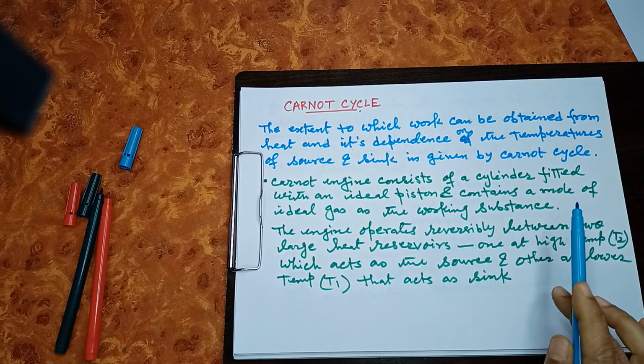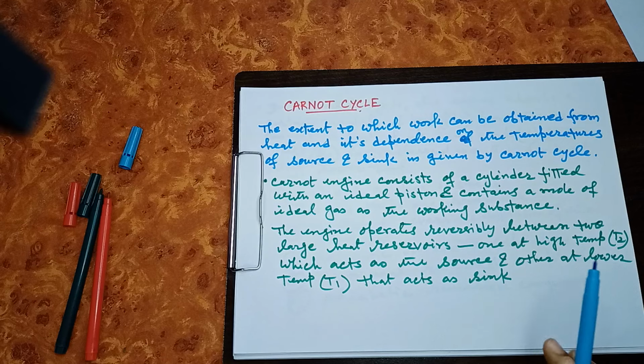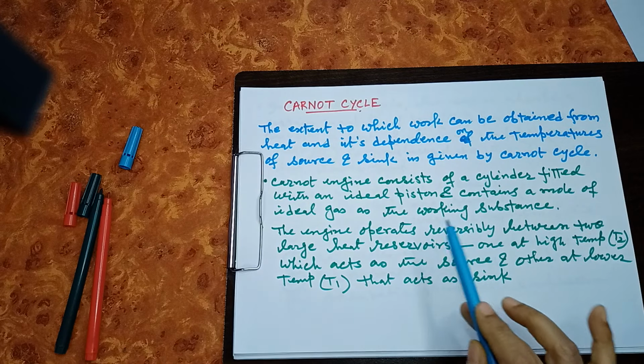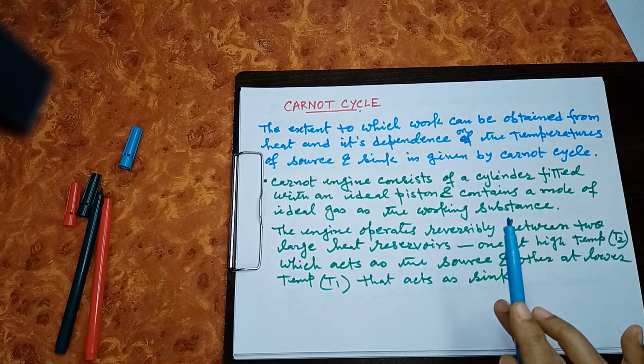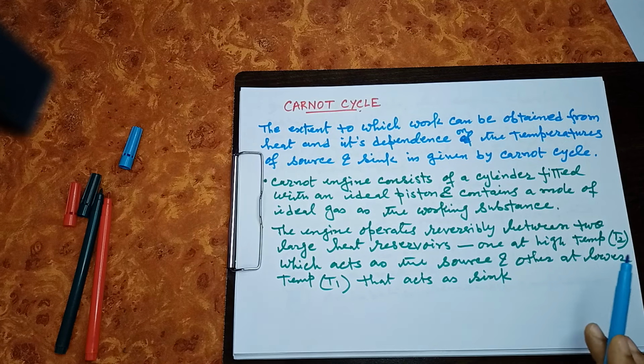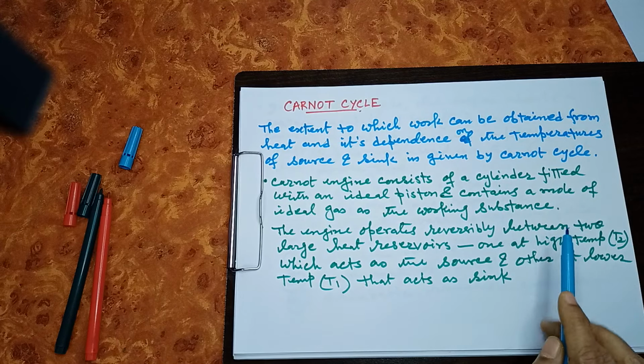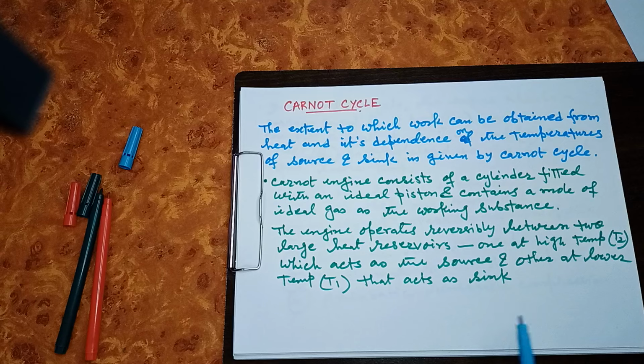In my previous video, I already explained that this Carnot heat engine consists of one cylinder fitted with an ideal piston, meaning frictionless and weightless, though practically that is not possible. And the cylinder contains the working substance, which is 1 mole of an ideal gas. And this Carnot heat engine operates reversibly between two heat reservoirs.